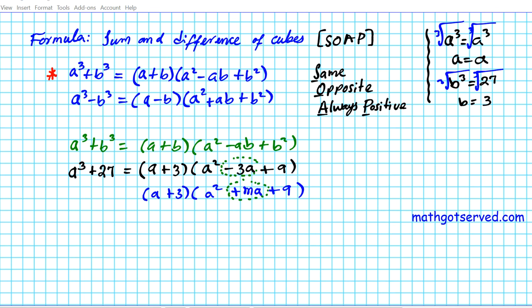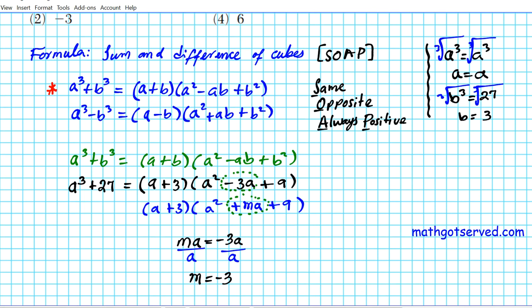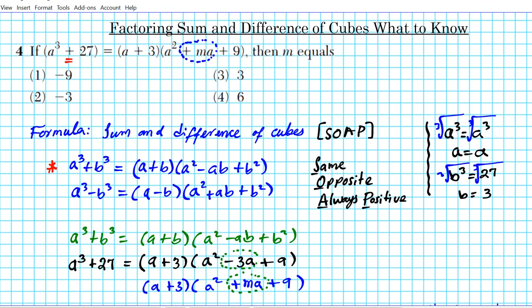Okay, so when we equate them to each other, we get ma is equal to negative 3a. To get m by itself, we're going to divide both sides by a. And our final answer, ladies and gentlemen, m is equal to negative 3. The answer to question number 4 is option number 2. Alrighty, so this is basically how you use the sum and difference of cubes formula to factor cubic binomials.